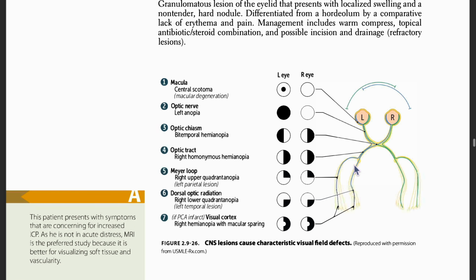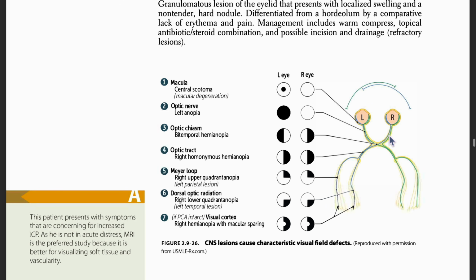This is the lesion chart. Okay, so we have the eye. If there's a lesion here, we'll have a central scotoma. If we have a lesion here on the left side, the left eye will have optic nerve, left anopia. Okay, this is the right. So this is the optic nerve. This was the macula. So if we have it on the left eye, we'll have a left scotoma, right? And then here, optic nerve, then left anopia. If we have one on the optic chiasm, then it's going to be bitemporal hemianopia, okay?